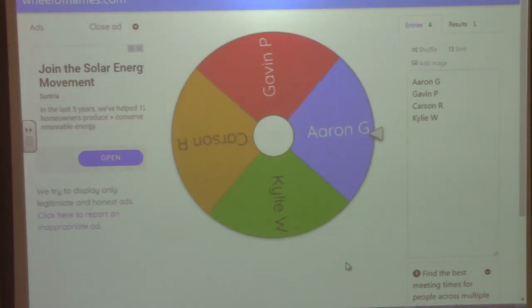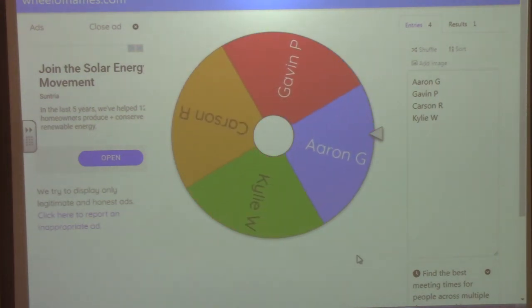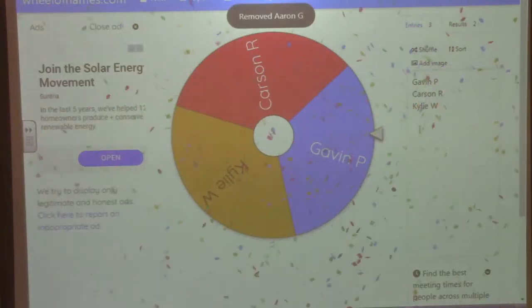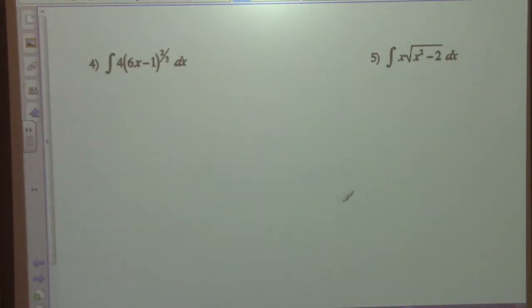We got Aaron. I thought it was going to be me. How is it me? You got picked last time too. I just don't think it's fair. Well, sometimes life is not fair. Your mom told you that, right? Yeah, and my dad.